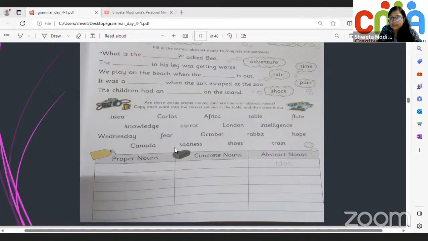What is the dash asked B? What is the time? The dash in his leg was getting worse. Pain. We play on the beach when the time is out.